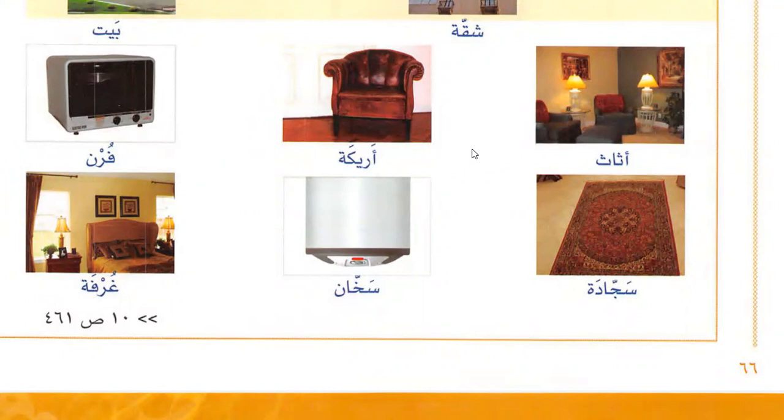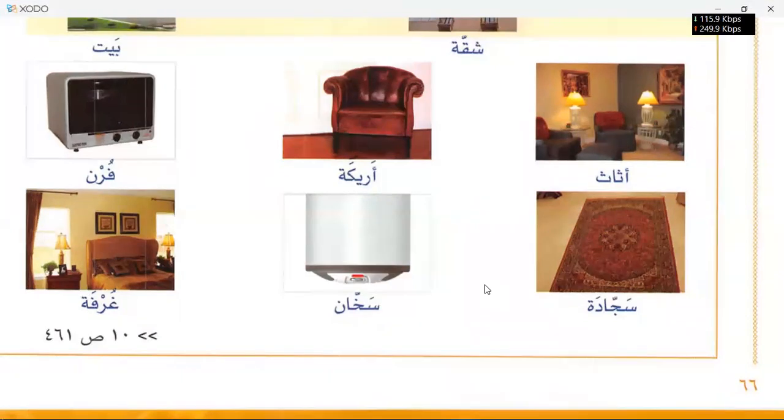Arika, ladaina arika jamilatun, jamila. We have a beautiful sofa. Furnun, that is oven. Ladaina furnun jamilun. We have a beautiful oven. Ladaina sajjadatun jamila. That is, we have a beautiful rug. Ladaina sakhanun jamilun. A beautiful geyser.